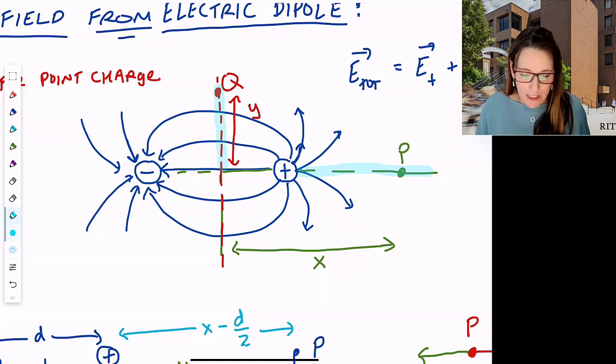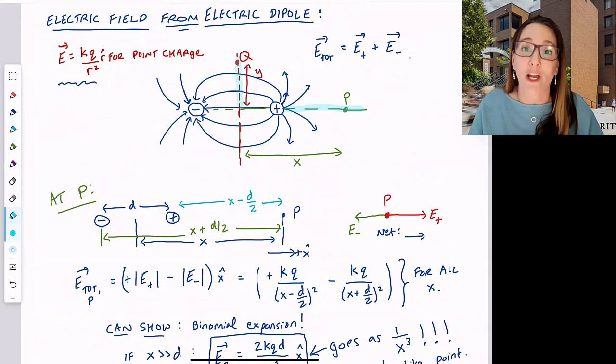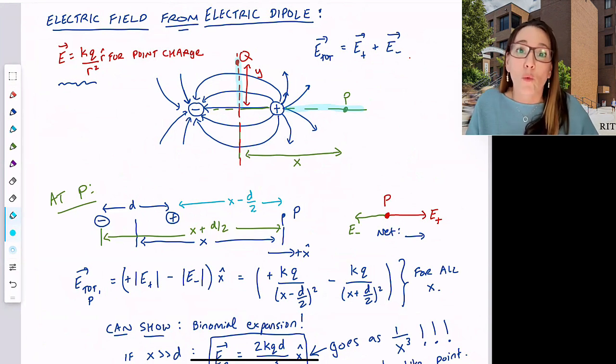And so this is a nice example of what the electric field of the dipole looks like. And it's also just a really good example in practice with using our definition of electric field for point charges and adding those vectors, just like we add all of our other vectors.